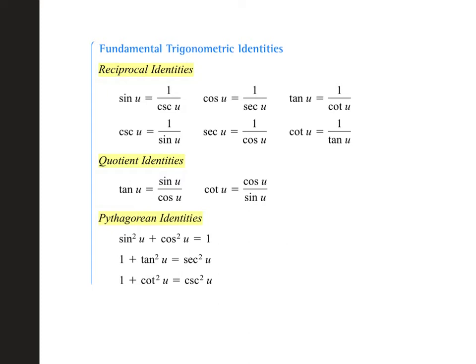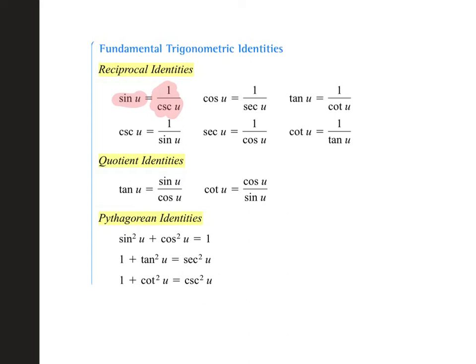The first little section we have here is our reciprocal identities. We all know these from the last section. The reciprocal of sine is cosecant. The reciprocal of cosine is secant. The reciprocal of tangent is cotangent. So sine is the same thing as saying 1 over cosecant, and it applies for all 6 of our trig functions. Every trig function has its reciprocal.